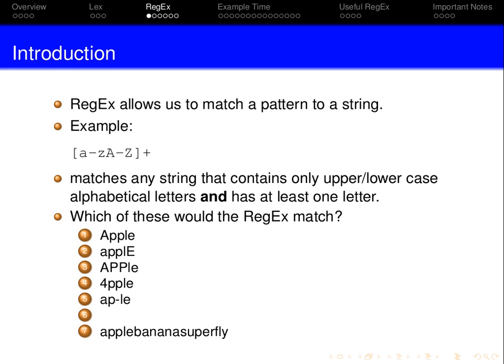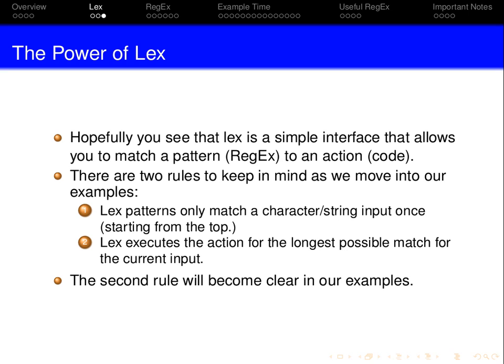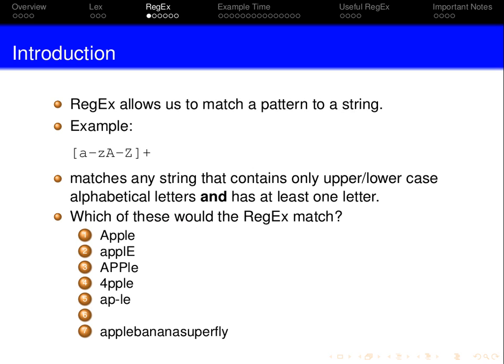All right, any questions so far? Yes. Yep. Early implementations of grep might have used this.